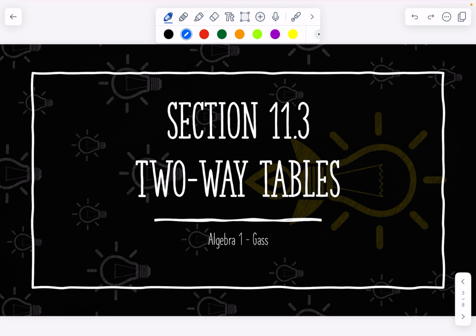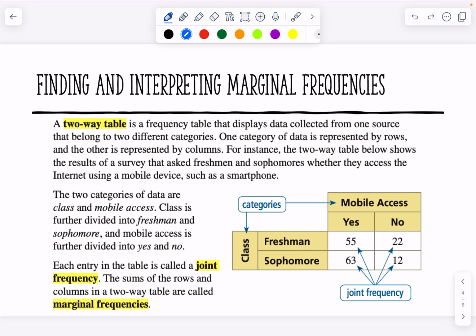So, without further ado, a two-way table is a frequency table that displays data collected from one source that belong to two different categories. So essentially, you ask a single person two yes or no questions, or two questions that have two answers, and you organize the results.